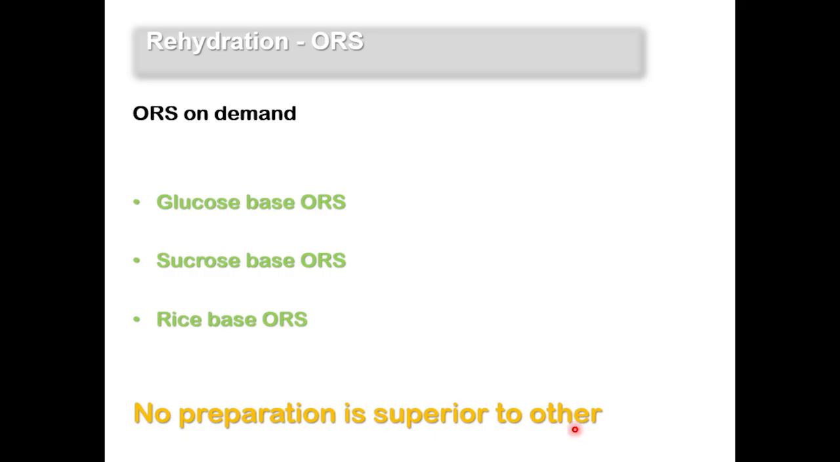There are glucose-based ORS, the commonly available one. There are sucrose-based ORS, not commonly available now. There are rice-based ORS, usually homemade, that is rice kanji. No preparation is superior to the other. The previous ORS was targeted for cholera management. Now cholera is hardly seen, so now low salt, low sodium formulas are used.